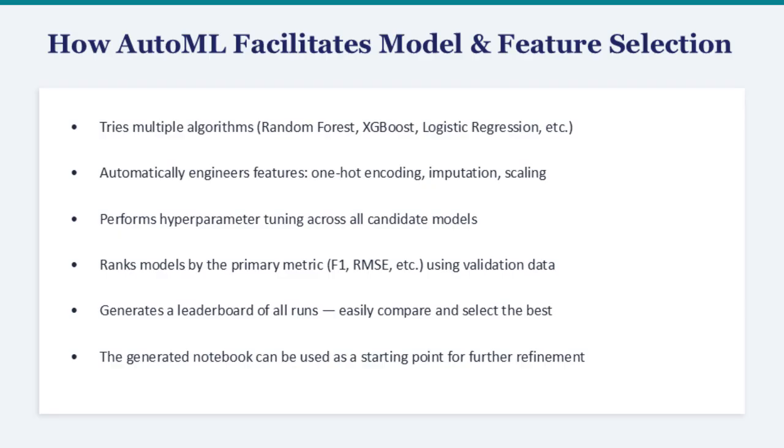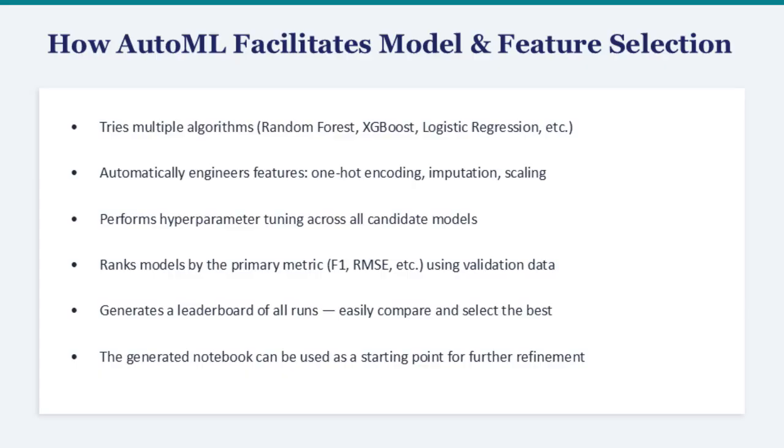How does AutoML actually facilitate model and feature selection? Let's dive in. The exam specifically asks how AutoML facilitates model and feature selection. Here is the answer. AutoML tries multiple algorithms like random forest, XGBoost, logistic regression, and many more against your data. It automatically engineers features, applying one-hot encoding for categorical variables, imputation for missing values, and scaling wherever it's appropriate. It performs hyperparameter tuning across all candidate models.